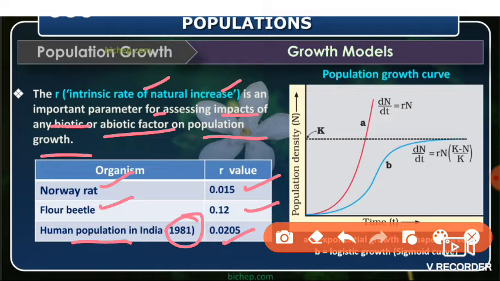These are the intrinsic rates of natural increase, how much percentage it has increased. That value we calculate here, the r value with respect to time. With respect to time we calculate for the Norway rat, the flour beetle, and the human population in India in 1981.